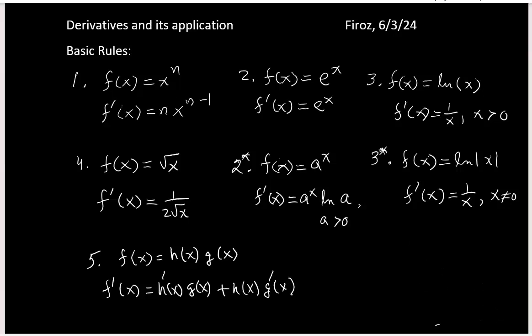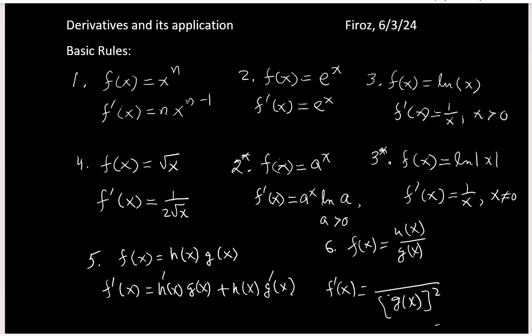All right, so in 6, I'm taking my f of x as h(x) over g(x). So the rule is, for the derivative, your denominator function always will be squared, and then here you write g(x) h prime x minus h(x) g prime x.